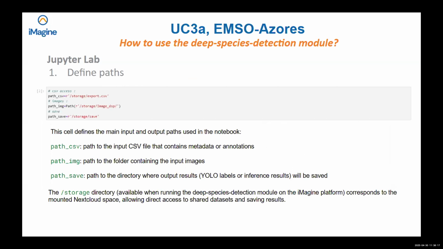The first part of this notebook asks to define the path to your data. The first path is the path to your annotation in a CSV format. The second one is the folder containing the input images. And the last one is the path to the directory where the output result will be saved.